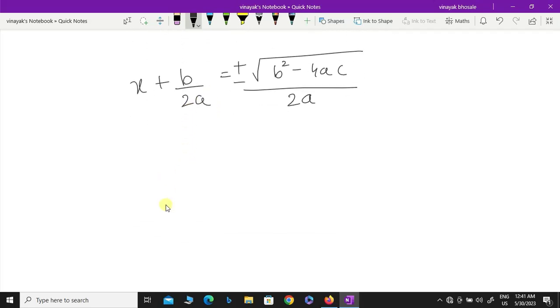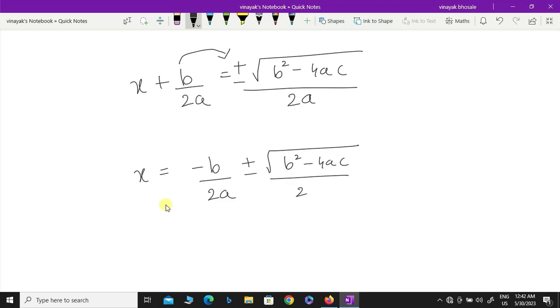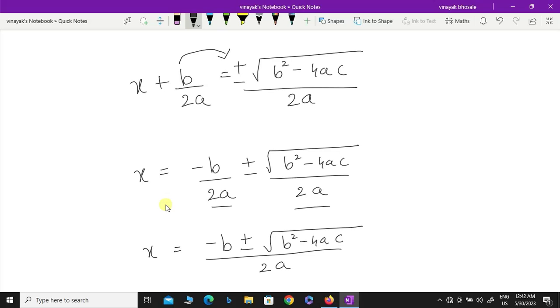Okay, and now I'm going to shift this term to the right hand side. So x equals minus b by 2a plus or minus square root of b squared minus 4ac divided by 2a. Since these two terms have a common denominator, we will write them as one. So x equals minus b plus or minus square root of b squared minus 4ac divided by 2a.